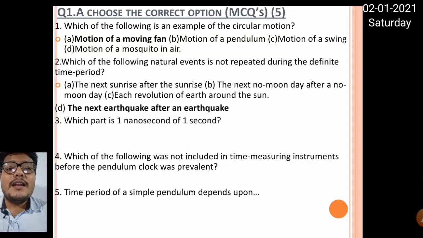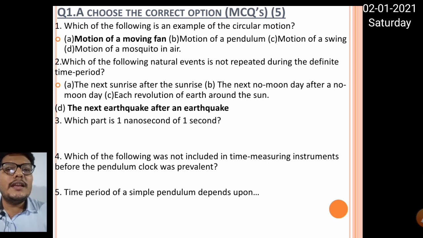So see here, one sunrise to the next sunrise, it is also getting repeated. The next no moon day after a no moon day is also after a regular period of time. Each revolution of the earth around the sun is also after some interval of time, right? The last one is the next earthquake after an earthquake, so there is no fixed time for that.